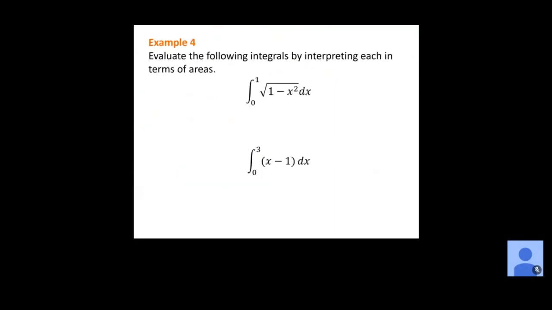All right, we're going to skip example 3. Example 4. Now we want to evaluate the following integrals by interpreting them as areas, right? Because all we're doing when we find an integral is finding the exact area under the curve anyway. The way we're going to do this, we're going to think about what these graphs look like, and then see if we can find the area between the x-axis and the curve just by looking at the graph.